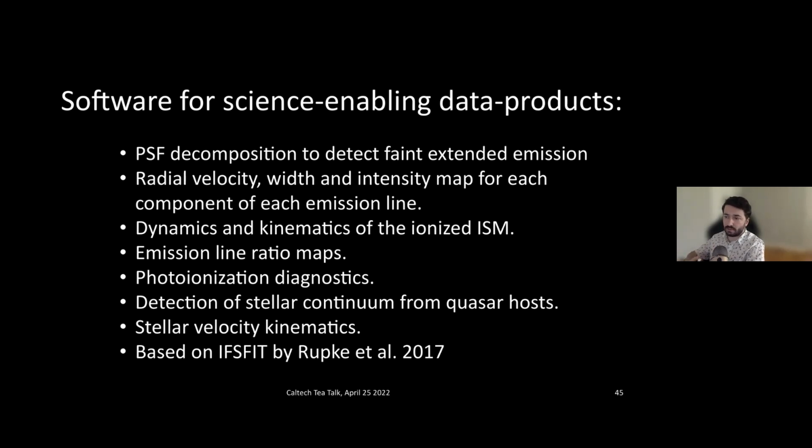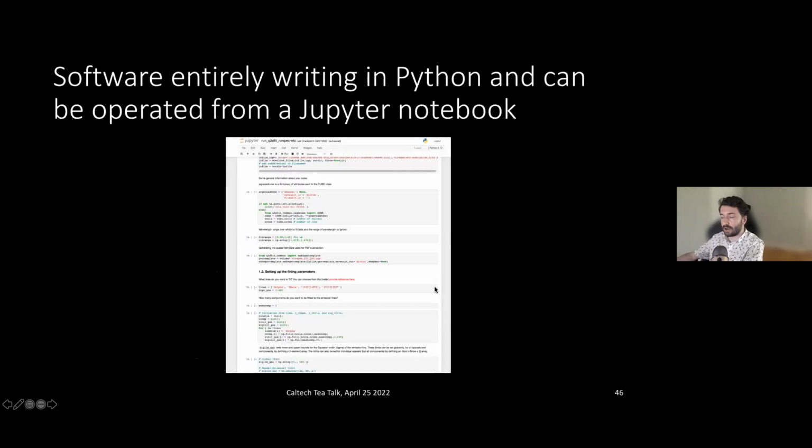And we also want to study emission line ratios, and the software is being developed to do that, and specifically optimized for JWST observations. And a lot of it is based on this IFSFIT package by David Rupke from 2017. We're translating it into Python. We're making it as easy as possible for the user to use.